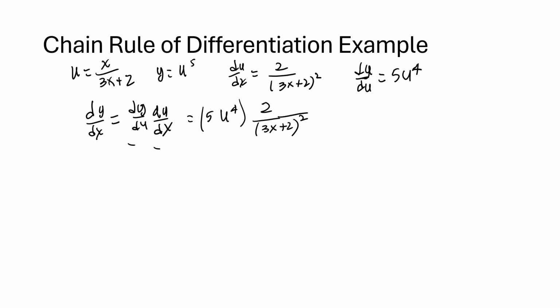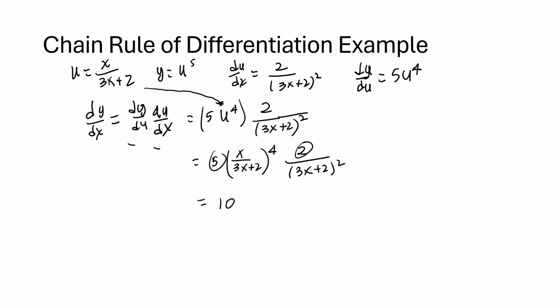We know the u is going to be this quantity right here. We can substitute that in there. So that's 5 times the quantity x divided by 3x plus 2, raised to the fourth power, times 2 divided by the quantity 3x plus 2 squared. So that's what we have now. We can factor out the 5 and the 2, so we take the 10 out front. Now we can also factor out this x to the fourth and move it out front.